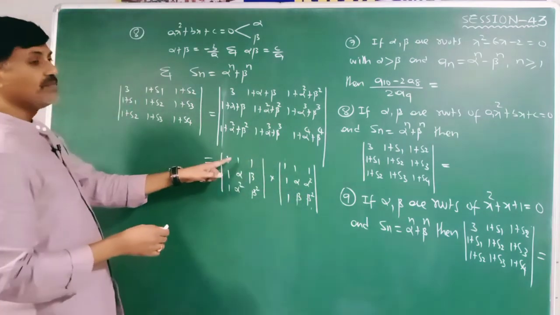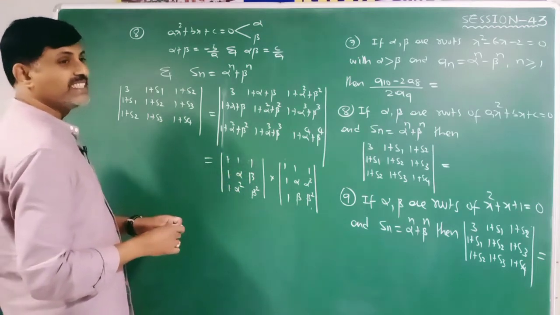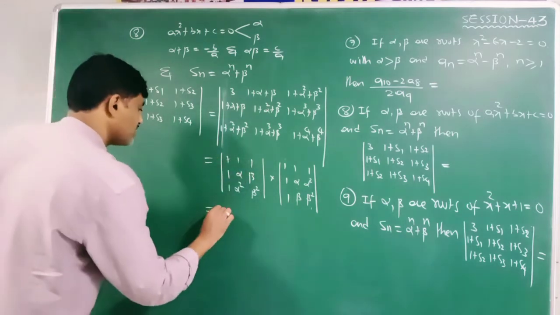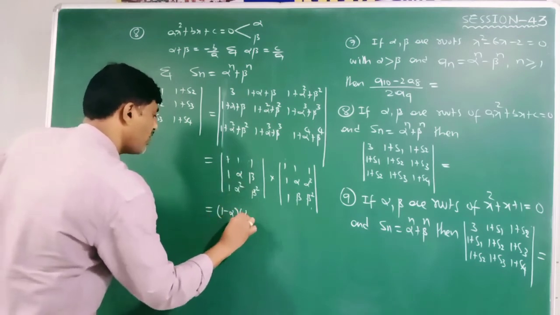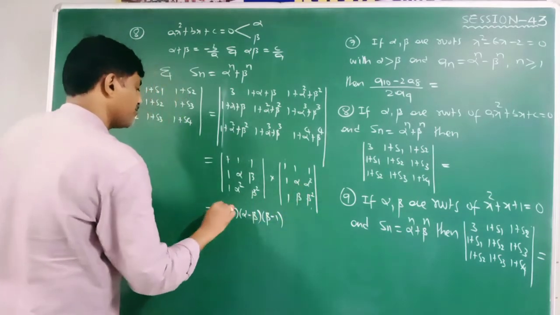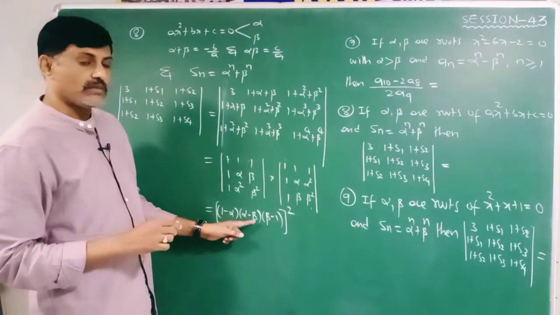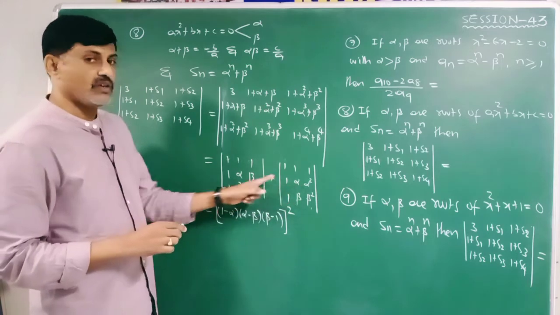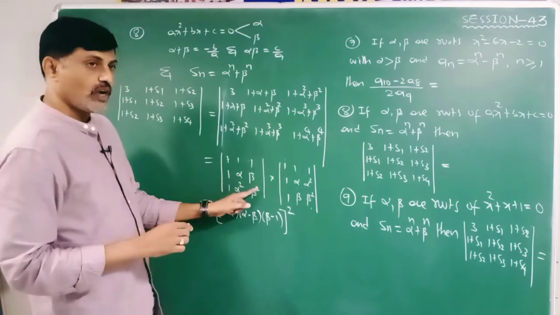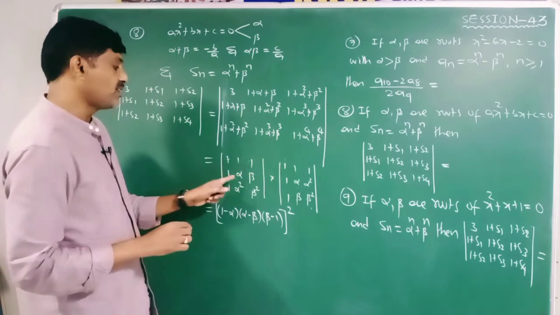You know very well this determinant with rows 1 1 1, A B C, A square B square C square is a standard result: A minus B into B minus C into C minus A. Here this is 1 minus alpha into alpha minus beta into beta minus 1. This is also the same, therefore we can write the whole square: 1 minus alpha, alpha minus beta, beta minus 1, whole square, because these two are the same.